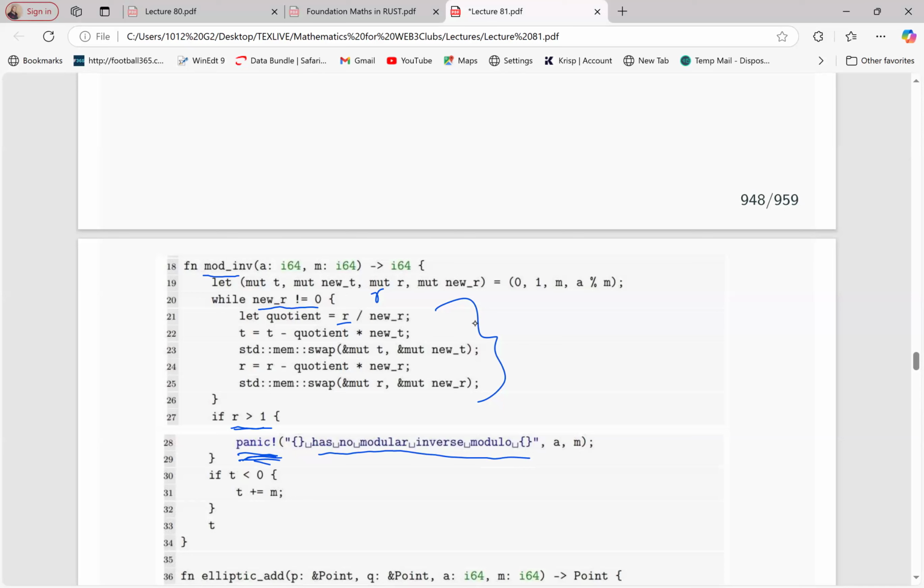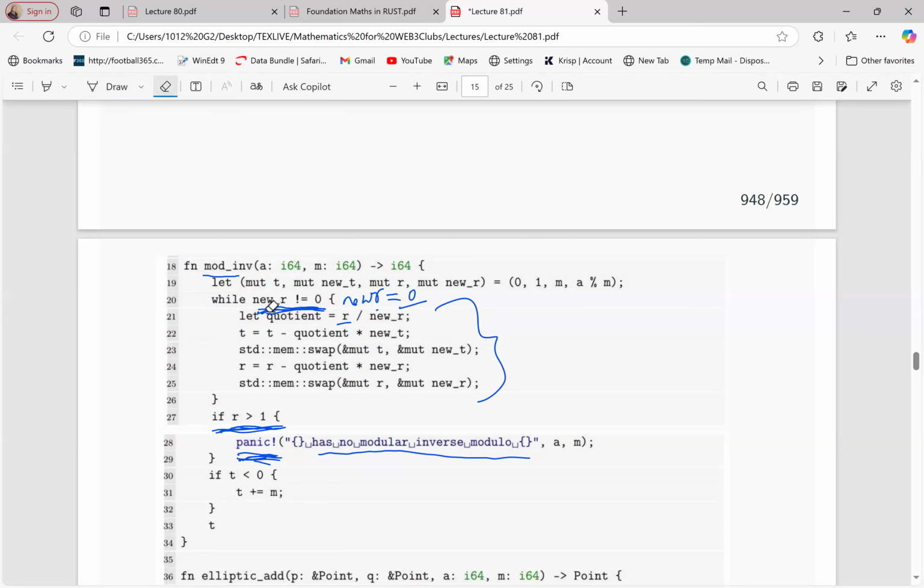For it to have an inverse, okay, you have done this, and you found that the new r is 0, because that is the only time you're exiting the loop. But now check the r at that point. At the point when new r is 0, what is r? If at that point r is still greater than 1, then it means that number has no inverse.